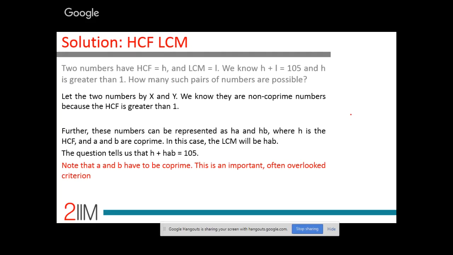What values can H take? H into (1 plus AB) is 105. H can be 3, 5 or 7. Why not 15? It can be 15. It is H into (1 plus AB). Can H be 15? Can H be 105? 35? H cannot be greater than LCM. Okay, so it cannot be 105.